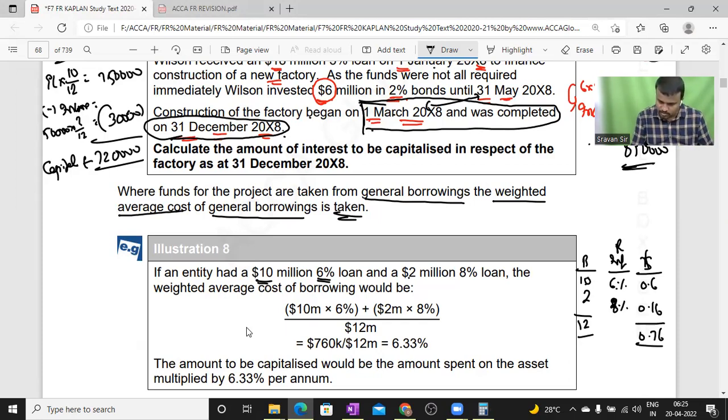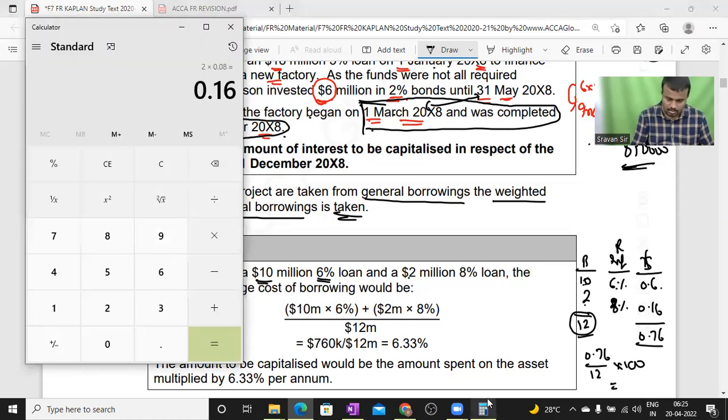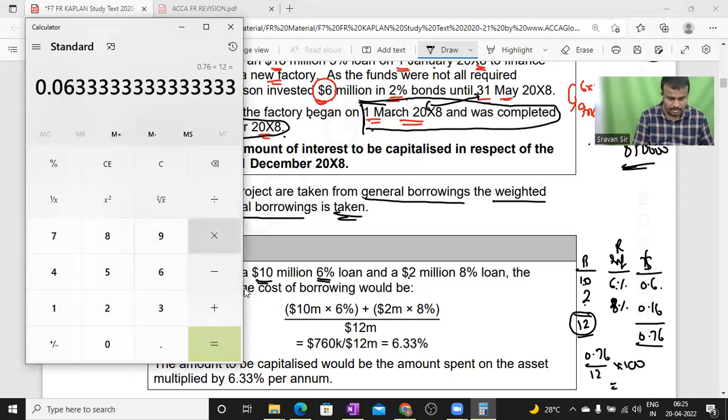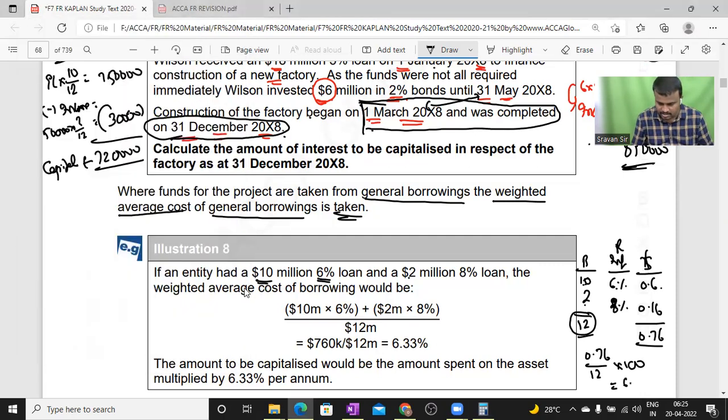Then individually, for $10 million the amount of interest is 0.6, and for $2 million, 0.16. Then total interest of 0.76 is for how much borrowing? $12 million. Then what is the rate? 0.76 by 12 into 100 equals 6.33%.